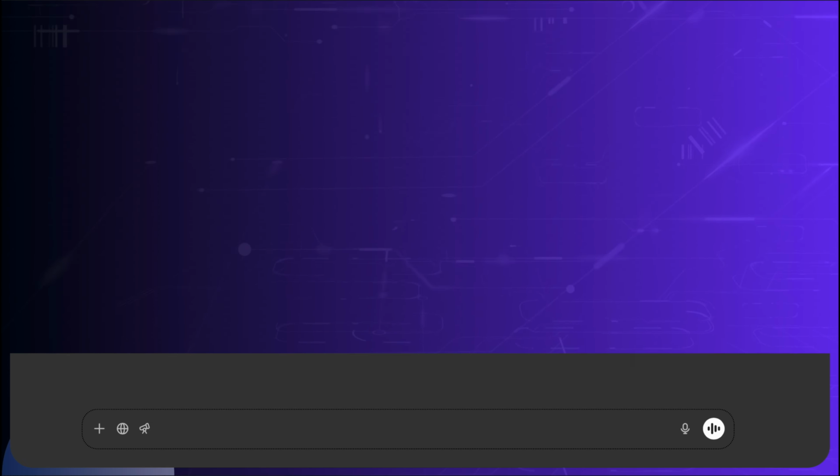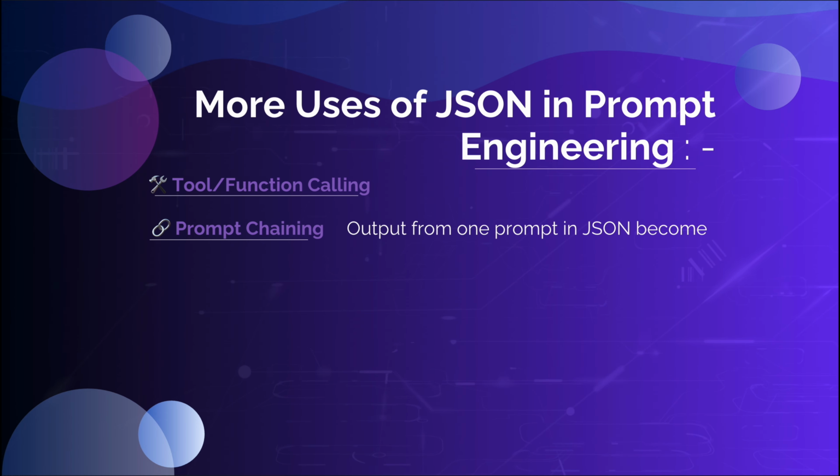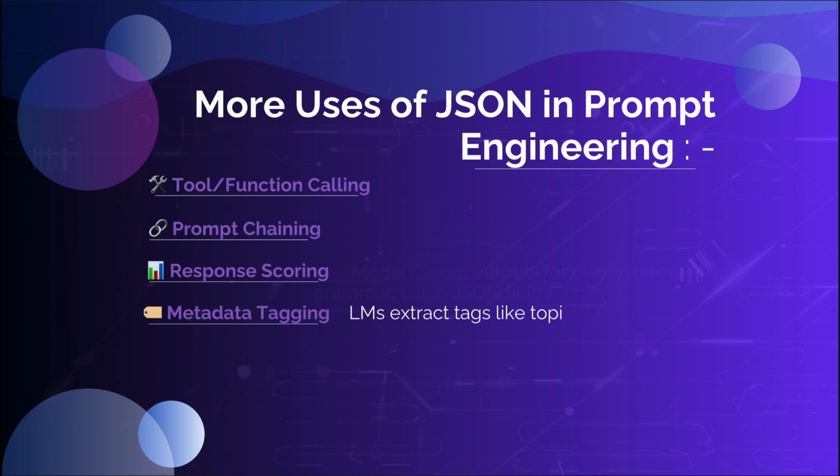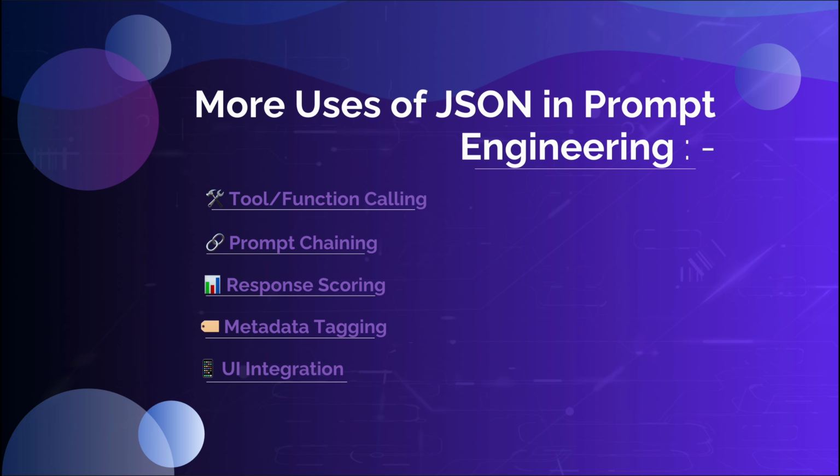And here are other real world uses of JSON formatting in prompt engineering, like tool function calling, prompt chaining, response scoring, metadata tagging, and lastly, front-end UI display. Basically, JSON is the bridge between natural language and automation.